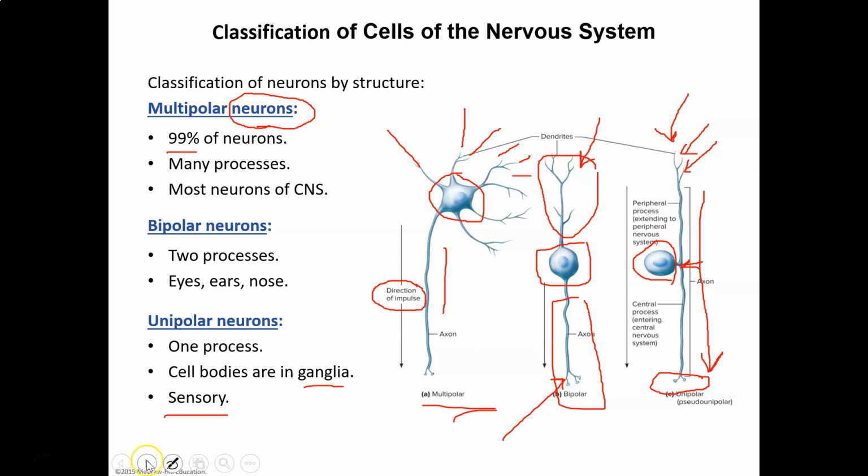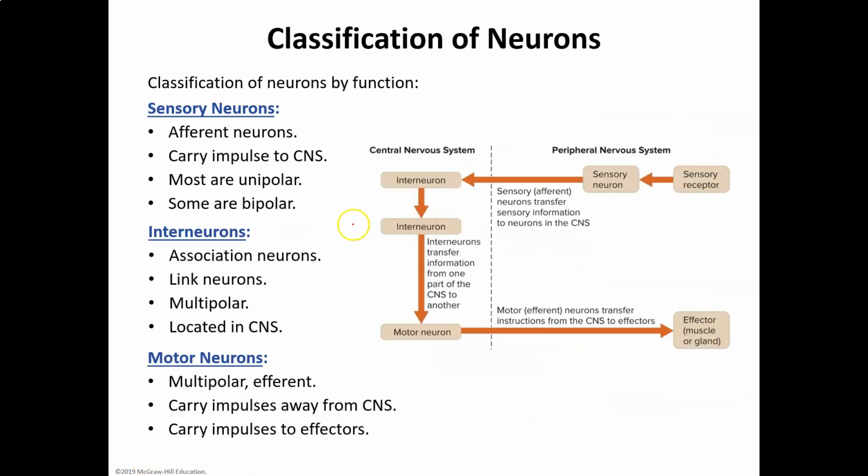On we go. Okay. Again, classification of neurons. We've already seen this now, right? We have sensory neurons. You saw this in another slide. They're called afferent. Afferent means they're bringing impulses into the central nervous system. Most sensory neurons are unipolar. There's a few that are bipolar. But most of them are unipolar or bipolar, okay? They are not multipolar.